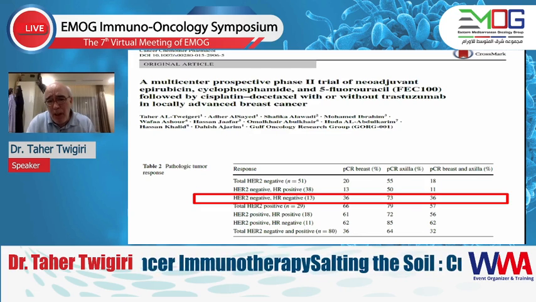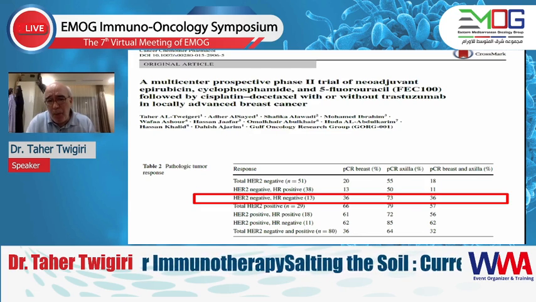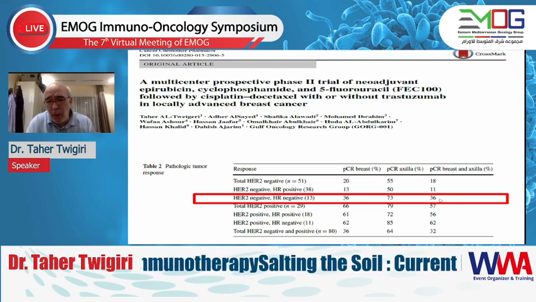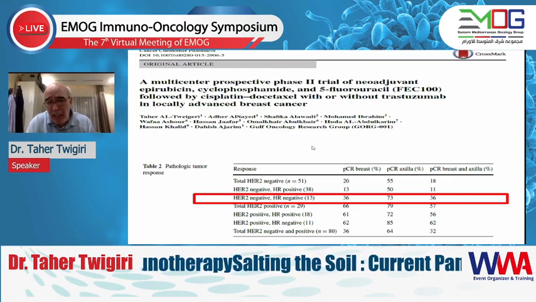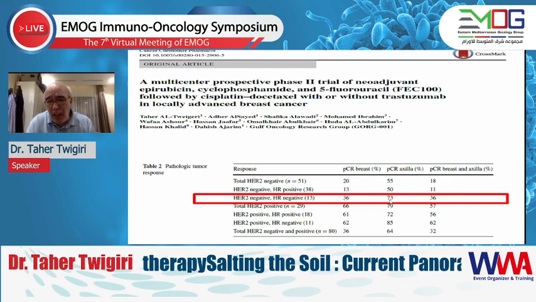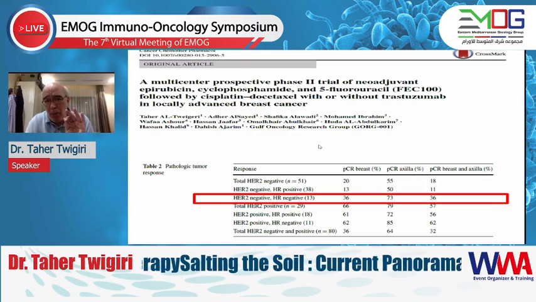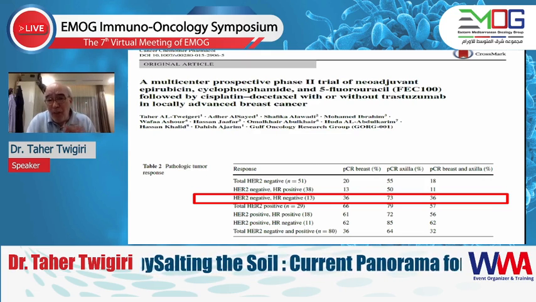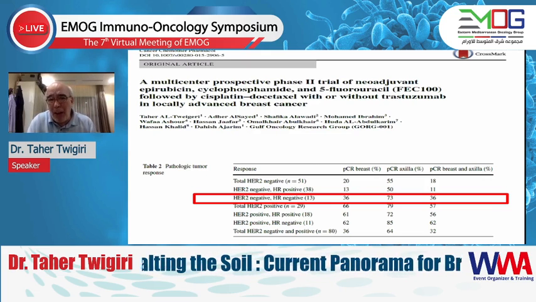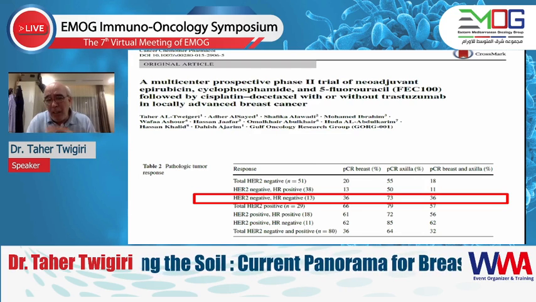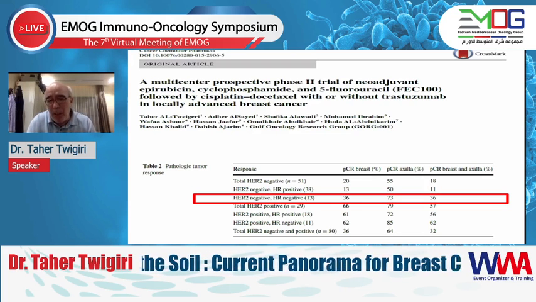Just to give you an idea, this is our result in a multi-center prospective phase 2 clinical trial in the neoadjuvant setting that we published. For triple negative disease, we achieved 36% in breast and 73% in the axilla with only chemotherapy consisting of FEC followed by cisplatin docetaxel, with or without trastuzumab, but this is mainly for triple negative.